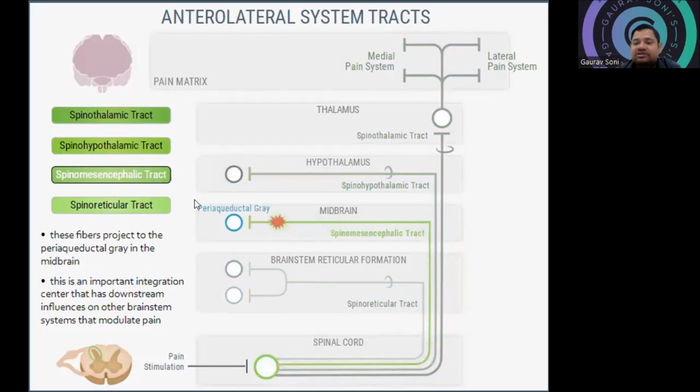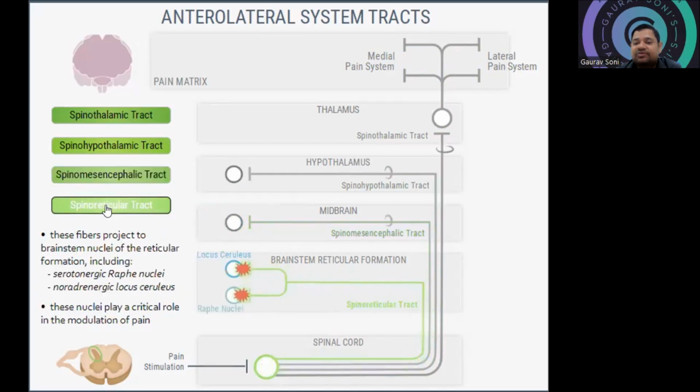Then spinomesencephalic, you can see it goes to the periaqueductal gray of the midbrain. These fibers project to the periaqueductal gray. This is an important integration center that has downstream influence on other brainstem systems that modulate pain. Via this tract, wherever modulation can be done in the brainstem systems, it will be done from here. And the last is the spinoreticular tract. You can see here the locus coeruleus and raphe nuclei. These fibers project to brainstem nuclei of the reticular formation, including serotonergic raphe nuclei and noradrenergic locus coeruleus. These nuclei play a critical role in the modulation of pain.